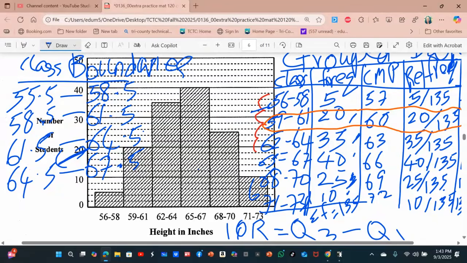For the fifth class, the lower class boundary is 67.5 and the upper class boundary is 70.5. For the last class, which is the sixth class, the lower class boundary is 70.5 and the upper class boundary is 73.5.